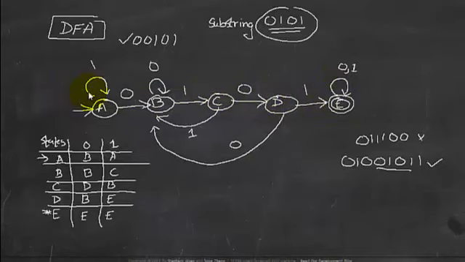So that's how the DFA is drawn. Now in a DFA, as you can see, for every state there is always a 0 and a 1 outcome. Like if it's a state A, what will happen when 1 is encountered, and what will happen if 0 is encountered.